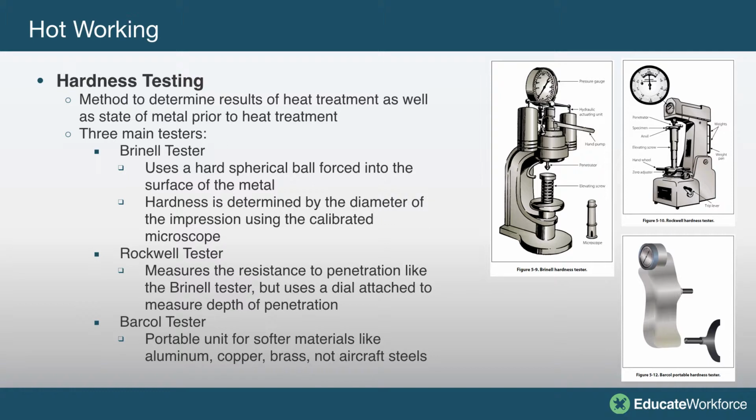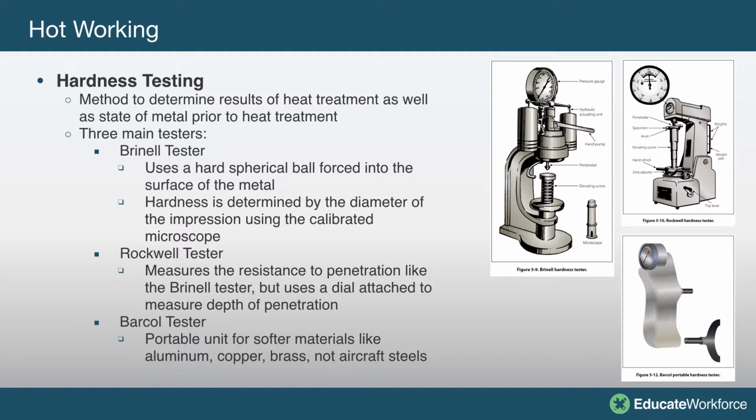The Brinell tester uses a spherical ball and it's forced into the metal. The hardness is determined by the diameter of the impression, and we'll have a calibrated microscope so we can measure how much it actually penetrated.